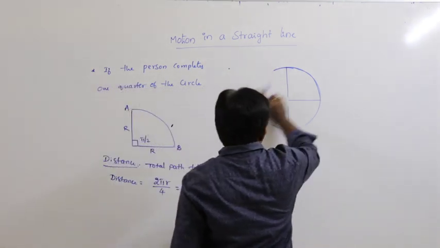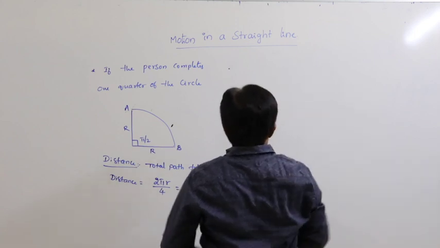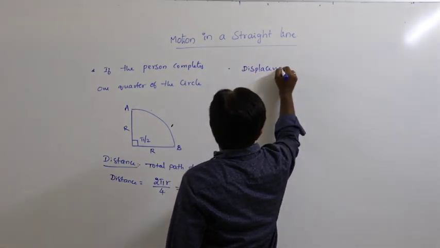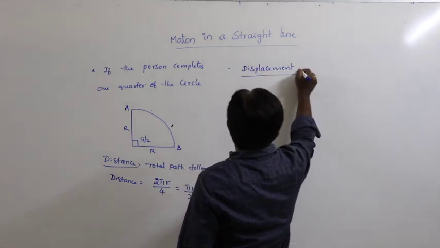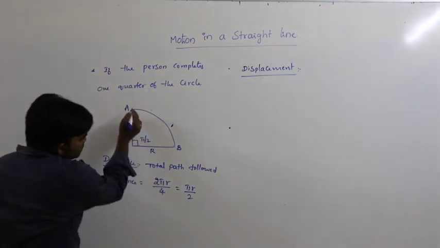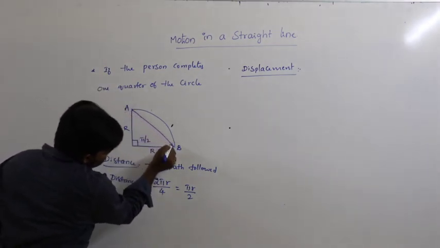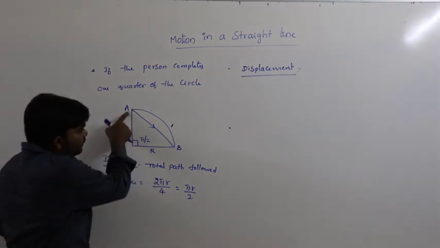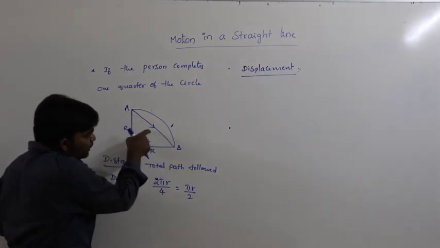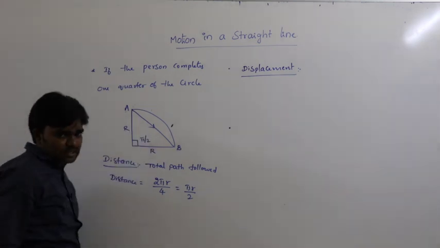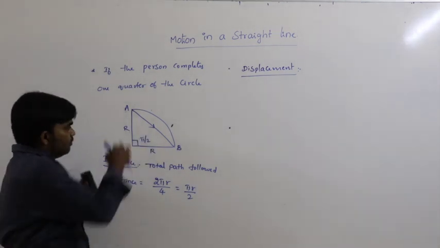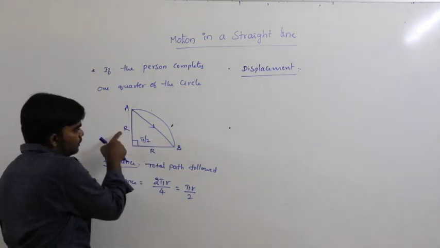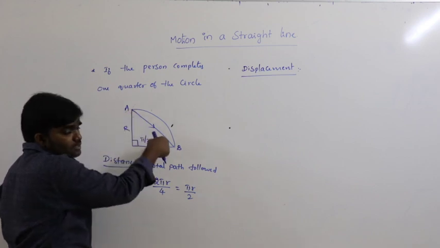Then what is the displacement here? Displacement means the shortest path between initial point and final point, in a particular direction, A to B. This is the displacement. So this forms a right angle triangle. These two sides are the same and this is the hypotenuse.